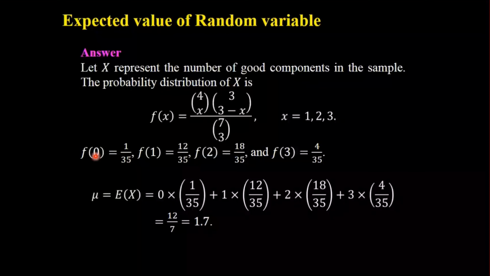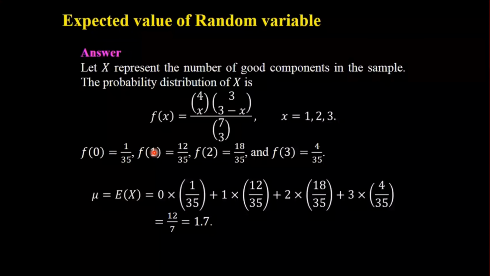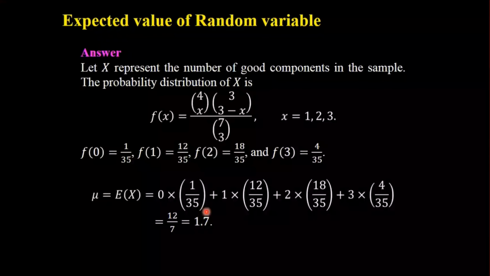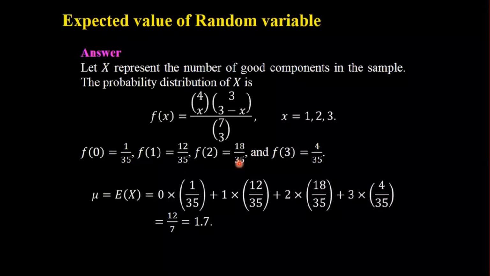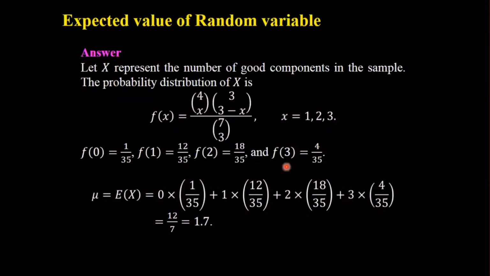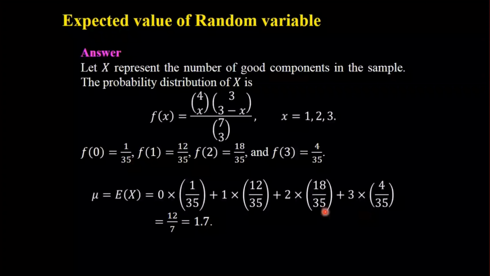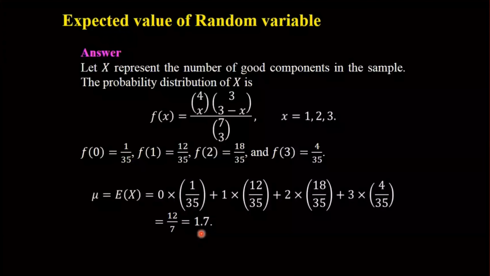We have to multiply the x value with f of x and take all the summations, because up to 3 we are finding. So mu equal to expectation of x equal to 0 into f of 0, that is 0 into 1 by 35, plus 1 into f of 1, that is 1 into 12 by 35, plus 2 into f of 2, that is 2 into 18 by 35, plus the last term 3 into f of 3, that is 3 into 4 by 35. Altogether, if you add these terms, finally you will get 12 by 7, and that is 1.7.